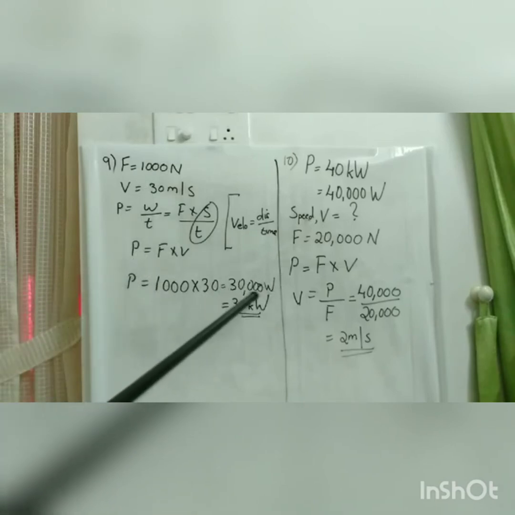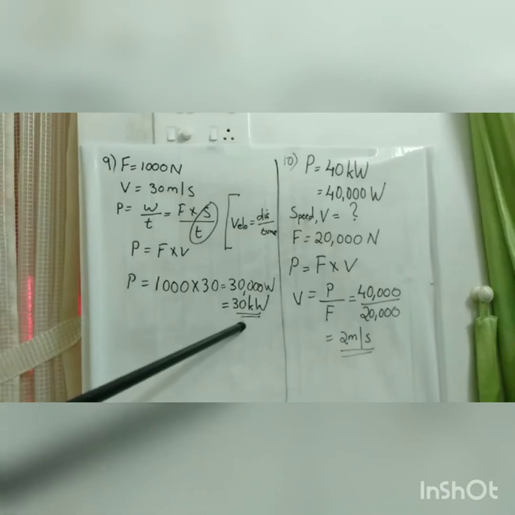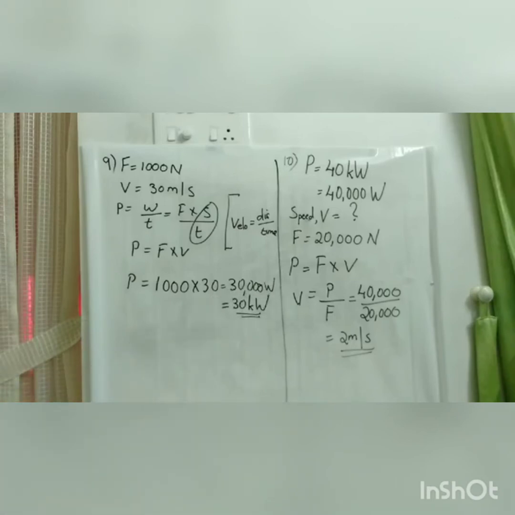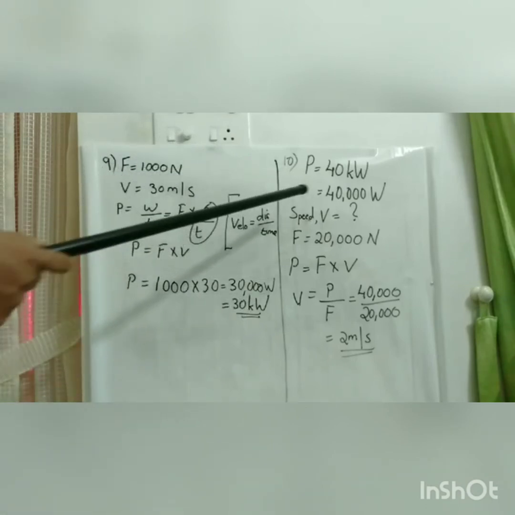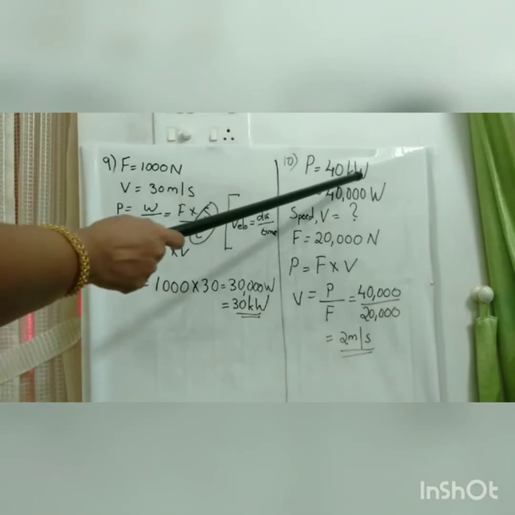So once you reach here 30,000 watt, okay, it's okay. But I just wrote it like this because the answer given in the textbook is 30 kilowatt. Okay. And question number 10. The power of the motor is 40 kilowatt. Power is given 40 kilowatt.